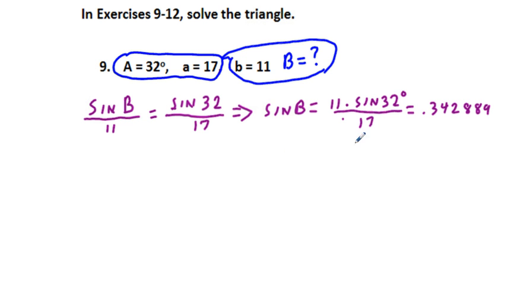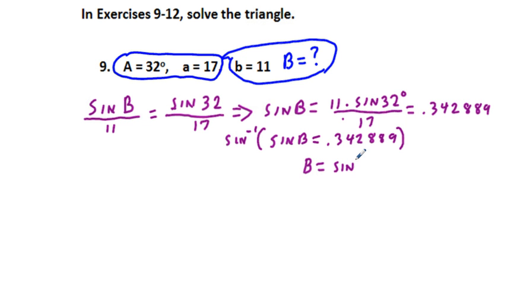And what we have to do, since sine B is equal to 0.342889, to isolate, to get this angle B by itself, we need to take the inverse sine of both sides. And doing that, we have angle B is equal to the inverse sine of 0.342889.